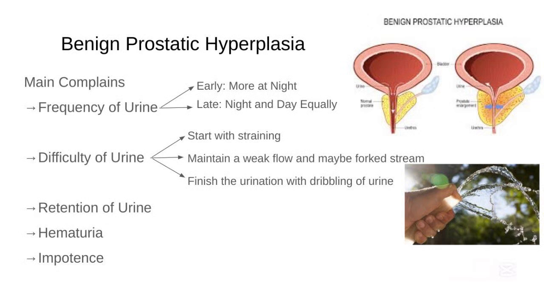Irritative symptoms include increased frequency of urination, especially at night, nocturia, urgency to urinate, burning sensation during urination, and in severe cases, BPH may cause acute urinary retention or hematuria due to distended bladder veins.